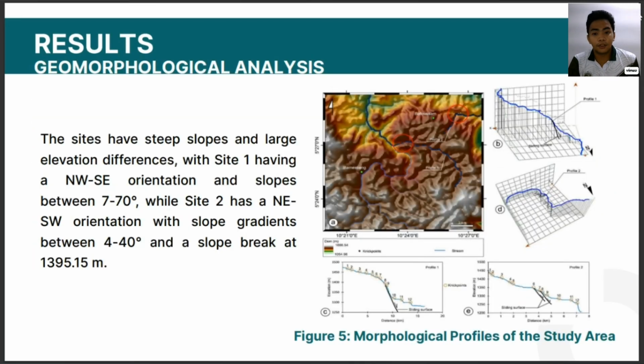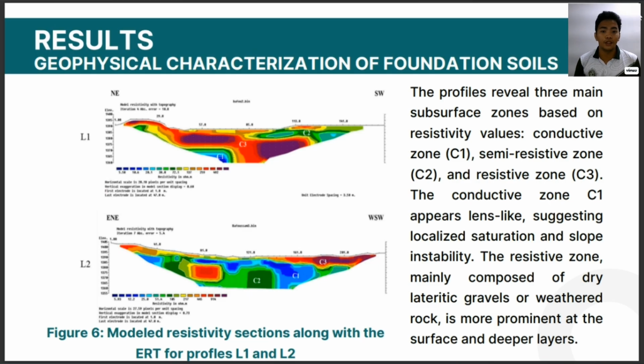Next, we have geomorphological analysis. Figure 5 shows that the sites have steep slopes and significant elevation differences. Site 1 has a northwest to southeast orientation with slopes between 7 to 70 degrees, with two slope breaks at 1,326.58 and 1,349.36 meters. Site 2 has a northeast to southwest orientation with slope gradients between 4 to 40 degrees and a slope break at 1,395.15 meters.